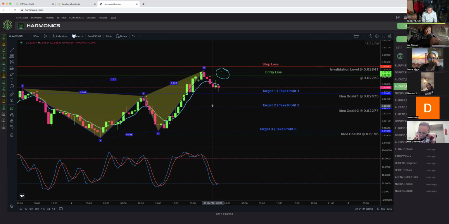Make sense? Yep. Perfect. So step one, 30 minute, 15 minute, or the 1 hour. I start at the 30-minute always. Step number two, we're looking for the most recent trade call out that matches with the pattern that we're looking for. Step number three, we want to make sure that the most recent candle, the last candle, is near the green entry line.